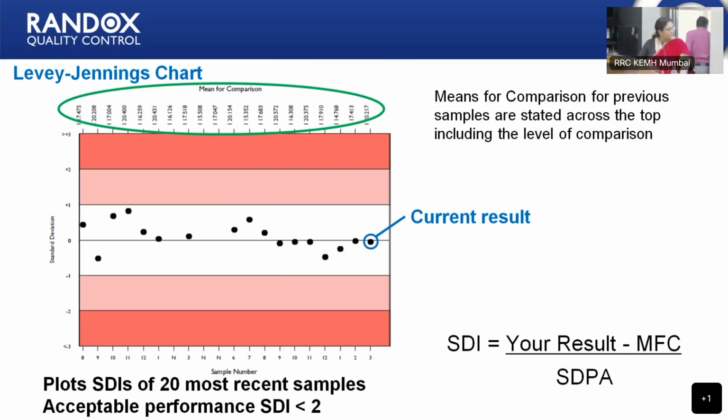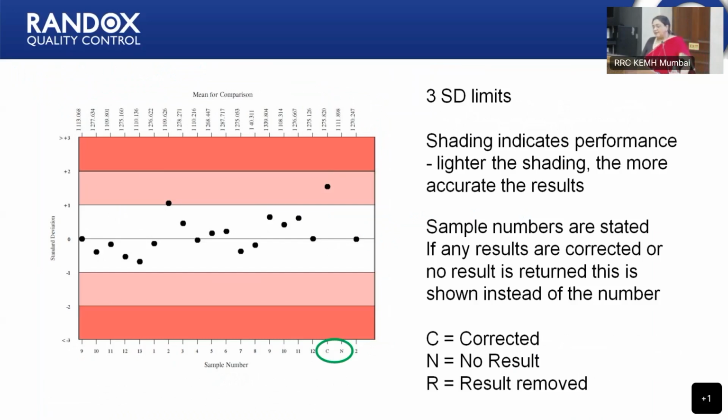SDI is calculated using the formula. A total of 20 sample data points are displayed on the graph. The upper x-axis shows the peer mean that was used to compare the particular number of sample results. And the last is the current sample. The bottom x-axis shows the sample number, but when there is a correction in the sample, the C will appear instead of the sample number. And if the results are not submitted, then N will appear instead of the sample number.